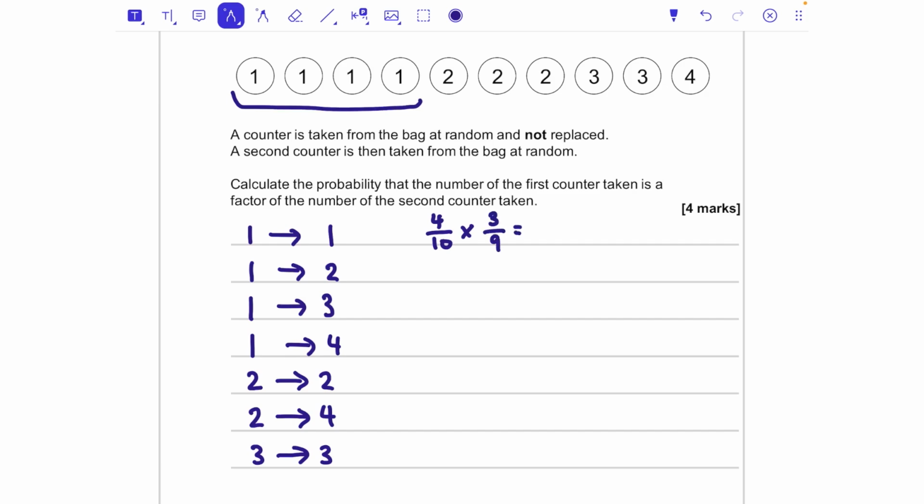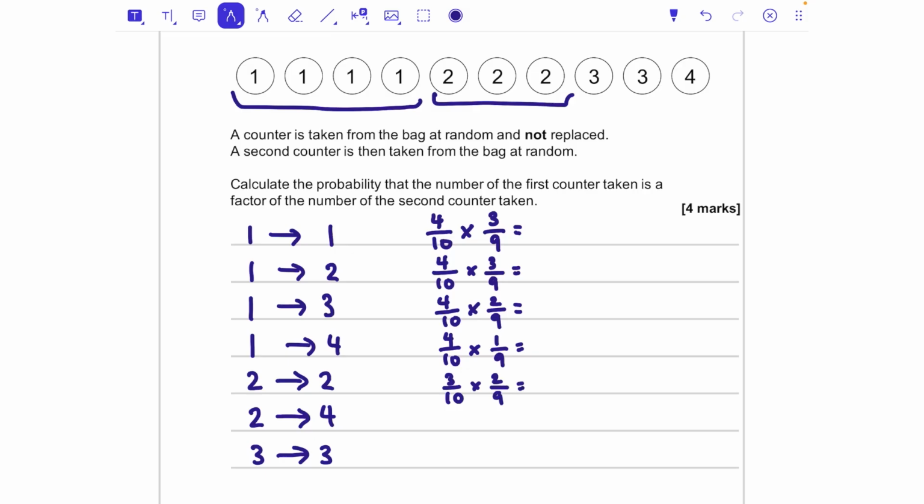For the next one, 1 and then 2, it would be 4 over 10 times, and there are 3 2s, but it would be out of 9 because we've taken one of the 1s out. For the next one, I've got 1 and then 3. So that's going to be 4 over 10 times 2 over 9, because there's 2 3s, and then 1 and then 4. Now that's going to be 4 over 10 times 1 over 9, because there's 1 4 out of the 9 remaining cards. 2 and then a 2. Well, there are 3 2s, so that's going to be 3 over 10, but we've taken one of those 2s out, so then it's going to be 2 over 9.